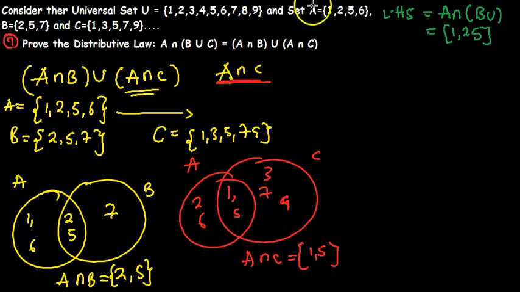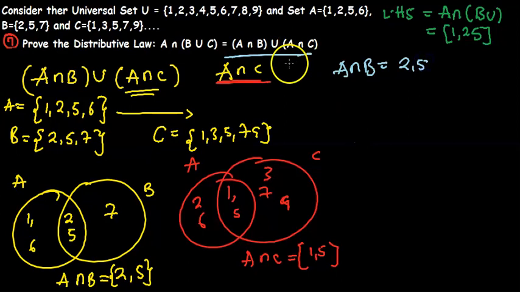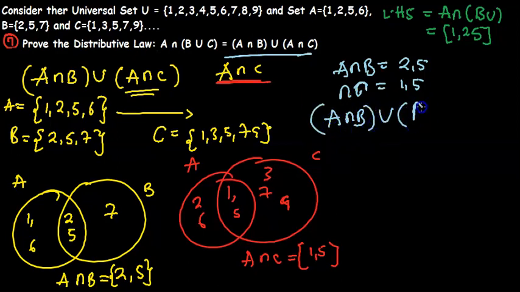We said at this point, the last thing we were asked to find is this, from the right hand side, which is A intersection B. A intersection B is 2 and 5. What about A intersection C? A intersection C is 1 and 5. So the whole problem says we should find A intersection B union A intersection C. In this case, we are going to find the union of this, which is simply going to be 1, 2, and 5.